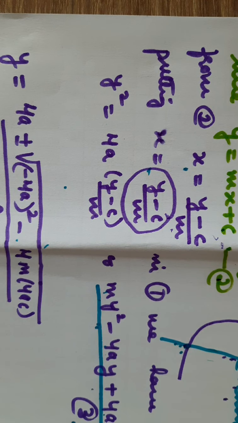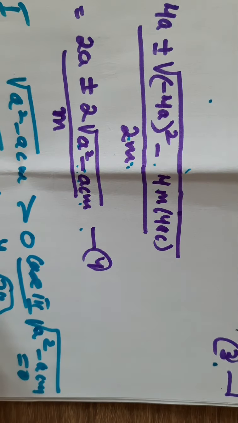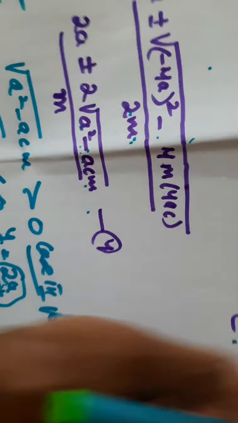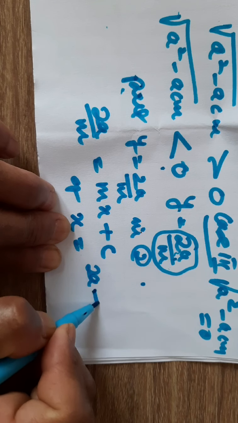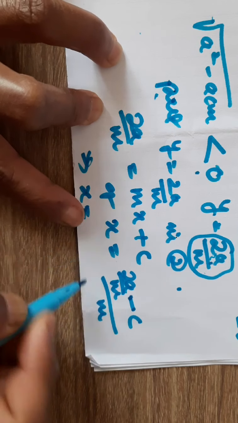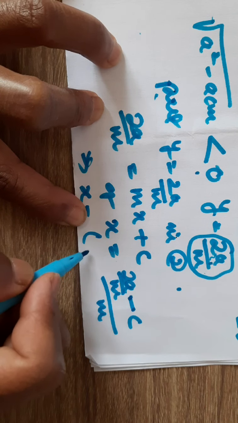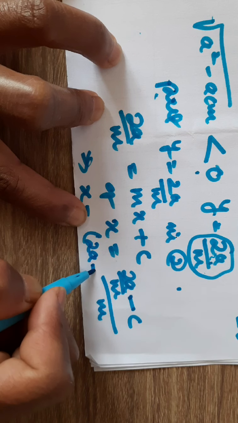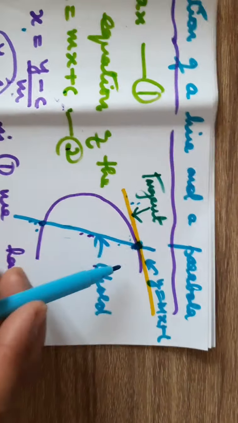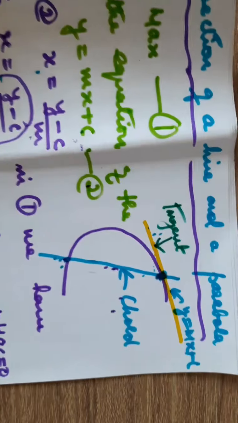We can put y is equal to twice a by m in equation 2. Then you'll get twice a by m is equal to mx plus c, or x here we can find from here, then it will be twice a by m minus c, divided by m. So finally you'll get x will be equal to, m will be cancelled, twice a minus cm divided by m square. So this will be the x coordinate at this point of contact of the tangent to the parabola.